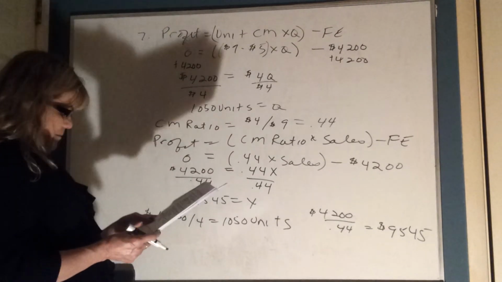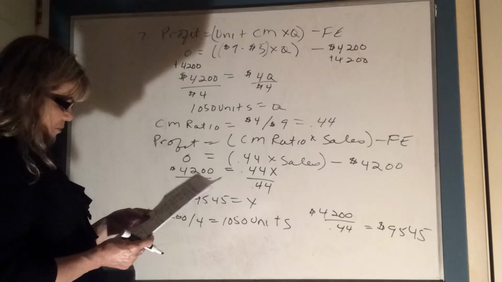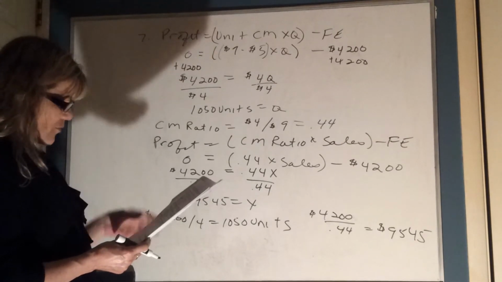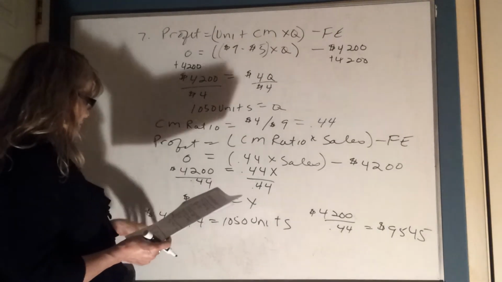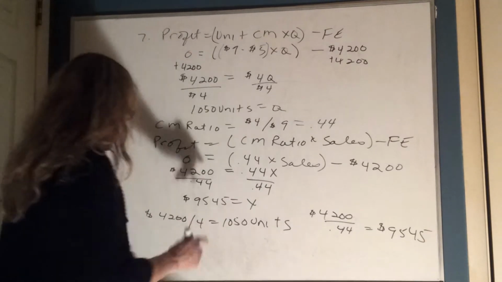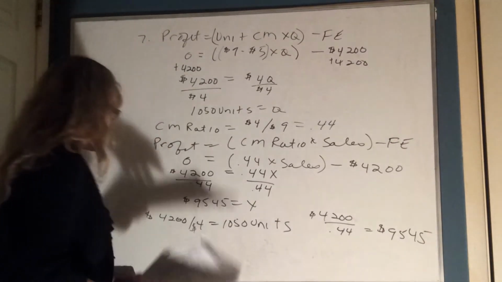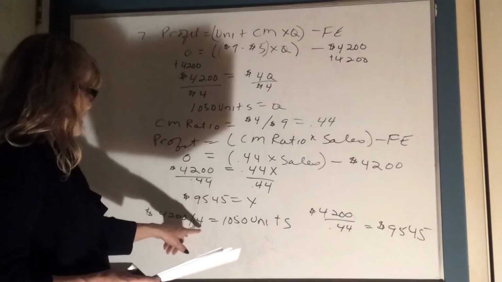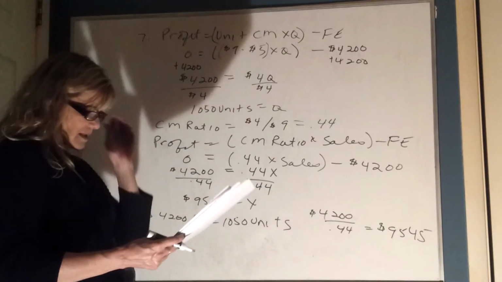The next item is compare the company's break-even point in unit sales using the formula method. We're going to just take our fixed expenses and divide it by our contribution margin per unit. So 4,200 divided by 4 is 1,050 units.